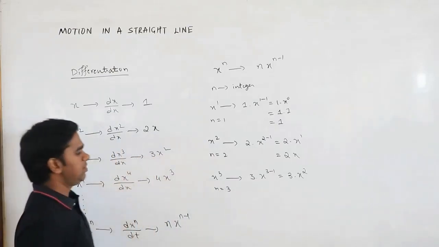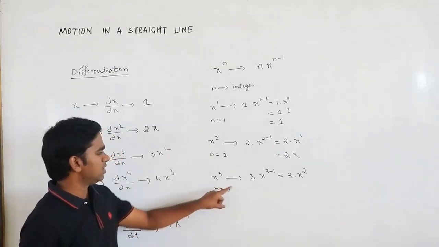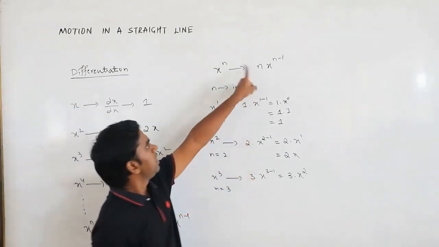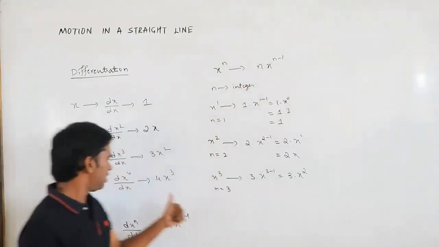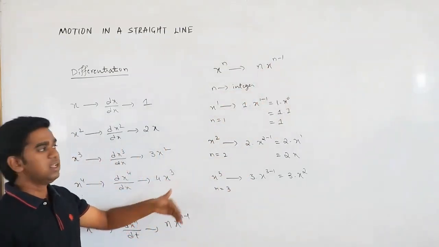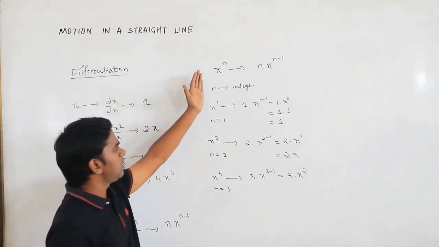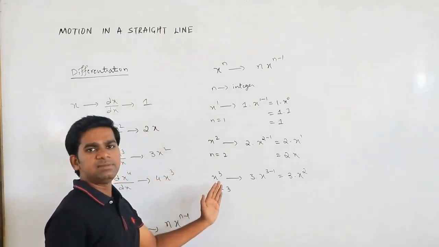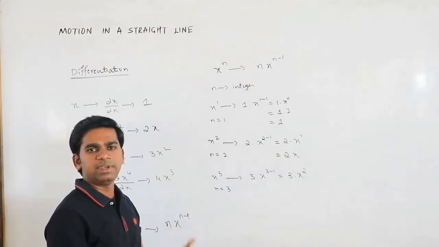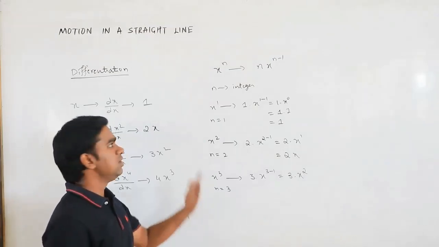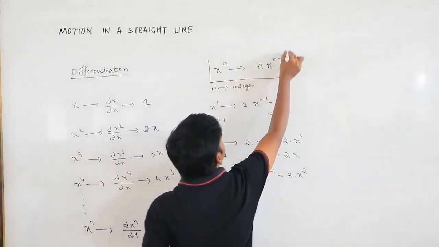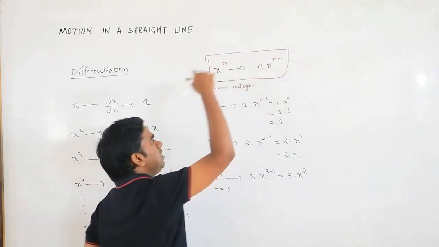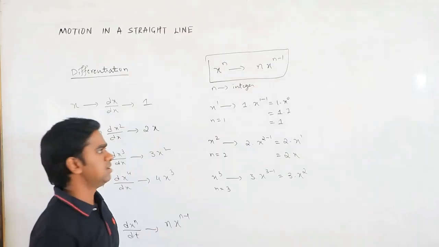Similarly, if it is x raised to 4, then 4 into x raised to 4 minus 1, which means 3. So 4 into x raised to 3 will come. Like this you can go on. It may be 1, it may be 2, it may be 10, it may be 1000, whatever. You have to apply this formula: differentiation of x raised to n is n into x raised to n minus 1.